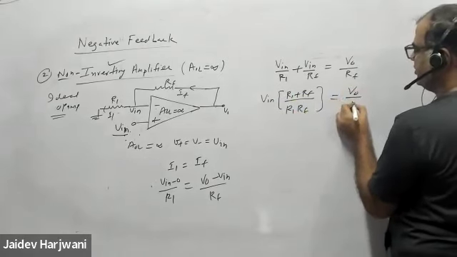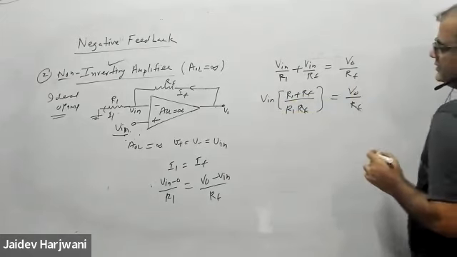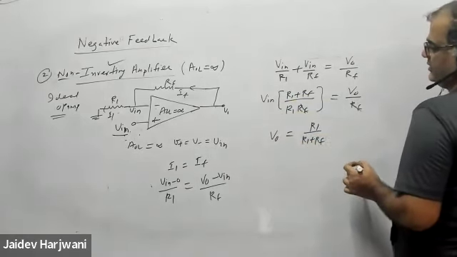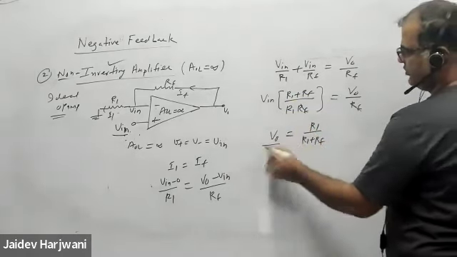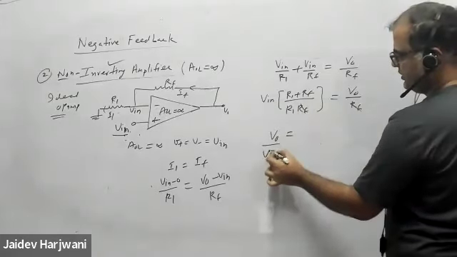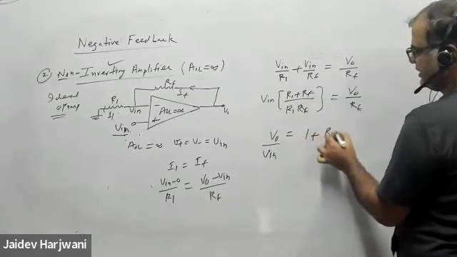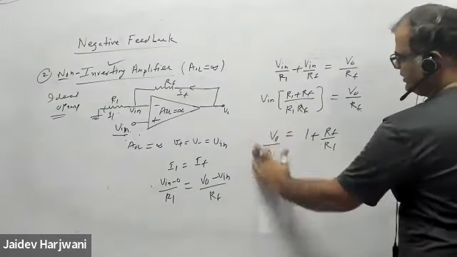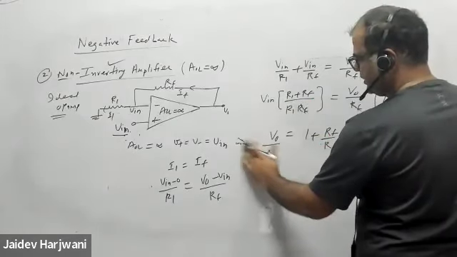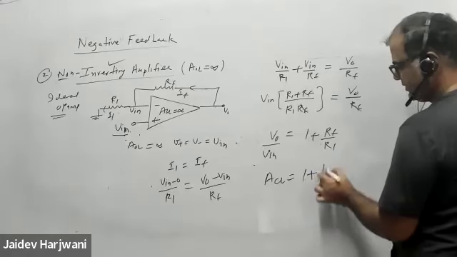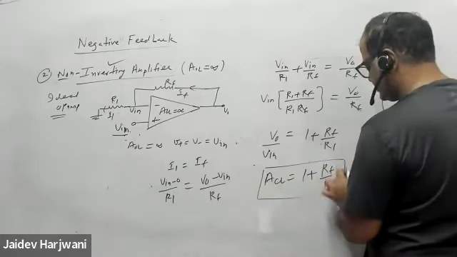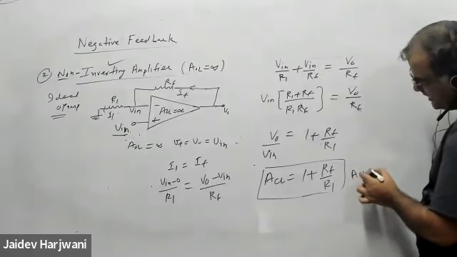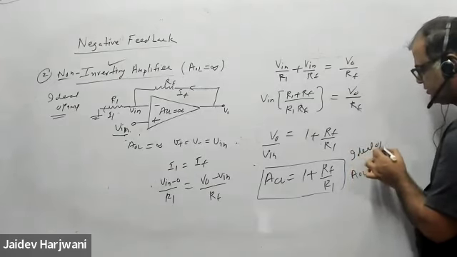And this is your V naught upon RF that cancels out. So my V naught becomes R1 upon R1 plus RF. V naught by V input will become 1 plus RF upon R1. And this is my closed loop gain, equal to 1 plus RF by R1, for the ideal op amp where AOL is infinite.